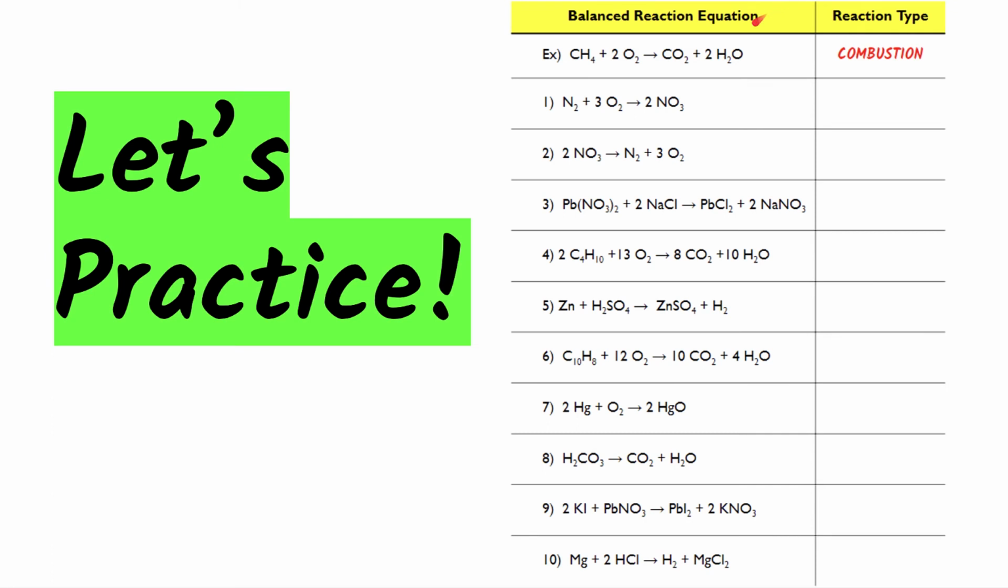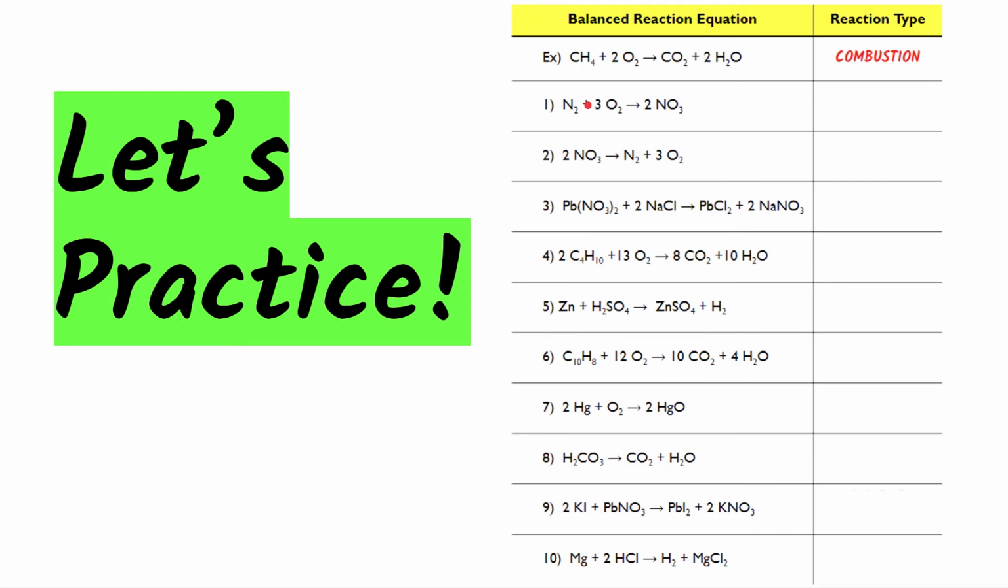Looking at number 1, I notice that I have N2 plus O2 becoming NO3. There is a plus sign on the left-hand side of the equation. There is no plus sign on the right-hand side of the equation. So I have 2 separate elements that are coming together to form one compound. This is a synthesis reaction. I'm going to try not to get too distracted by the subscripts and the coefficients, and just notice that I've got 2 separate formulas coming together to form one formula.